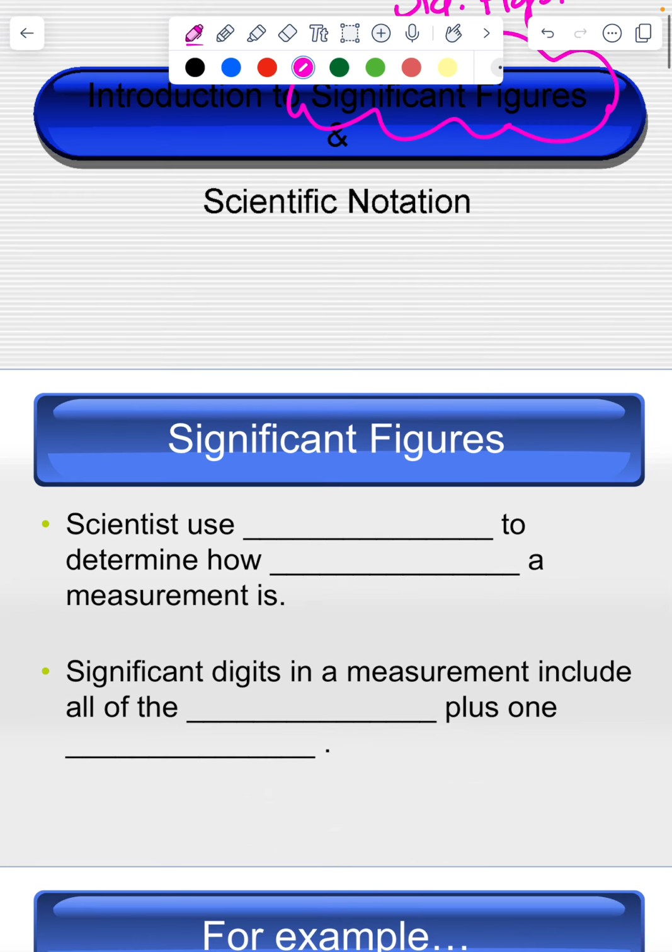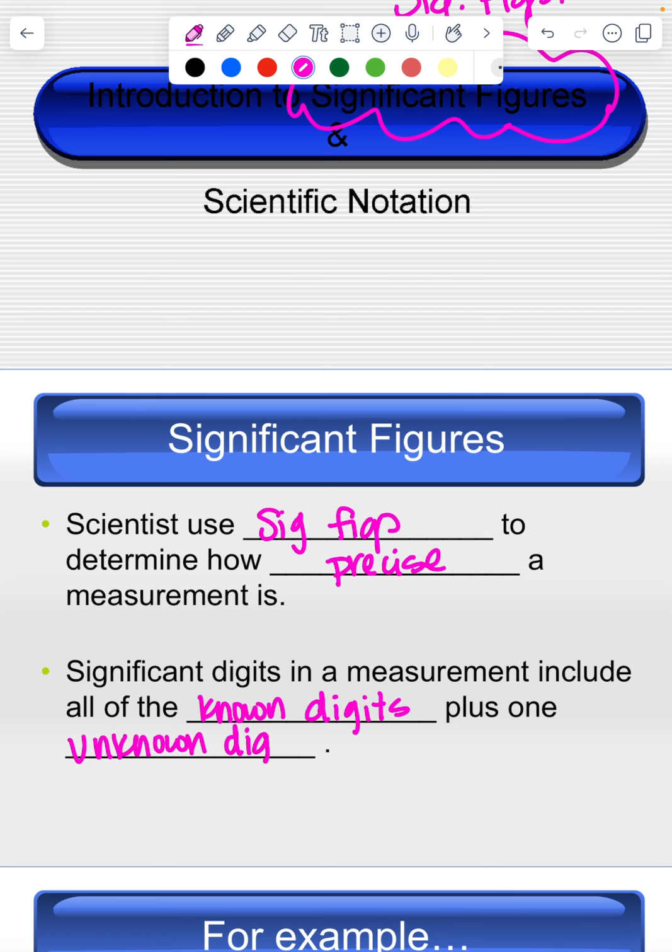Scientists use sig figs to determine how precise a measurement is. Whenever we are measuring, which is what we're going to be doing in our Round Things lab soon, you always have to include all of the known digits, so everything that you know beyond a shadow of a doubt, plus one single unknown digit. You have to go to that one unknown.